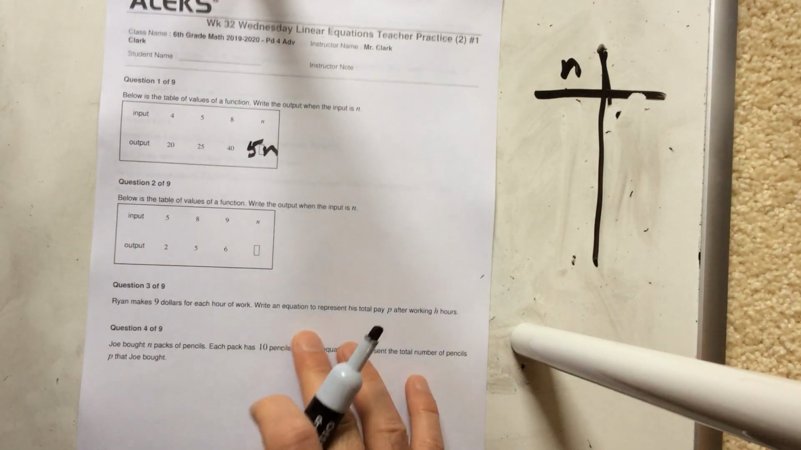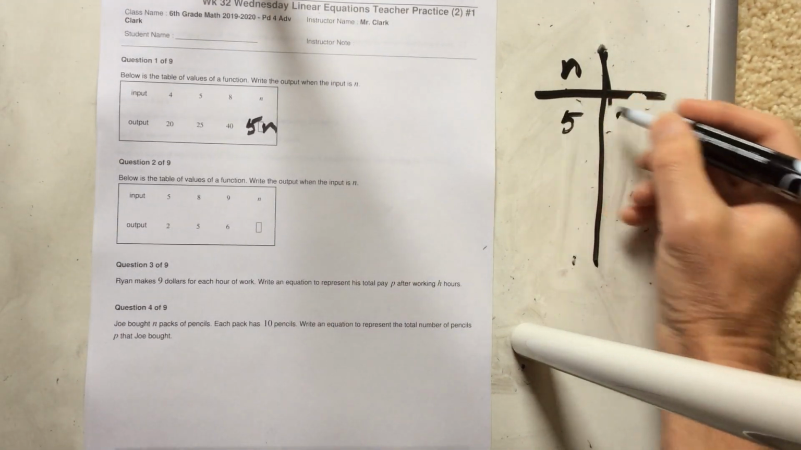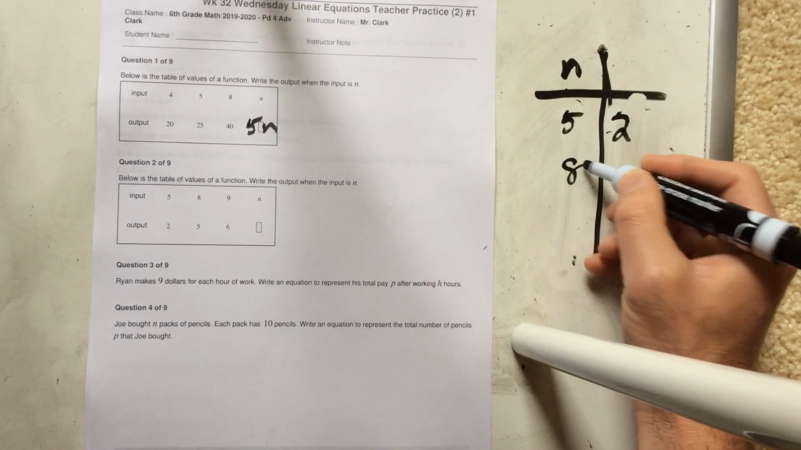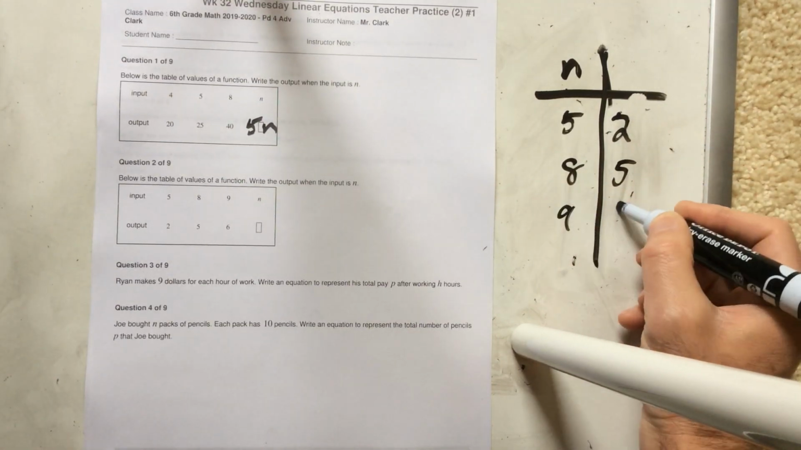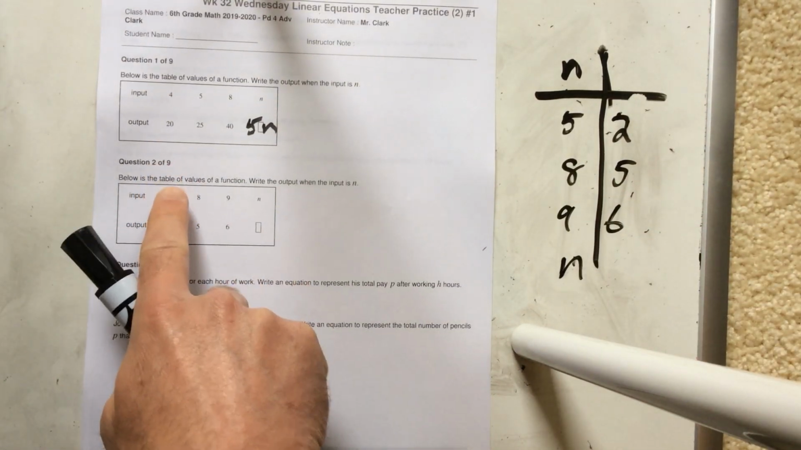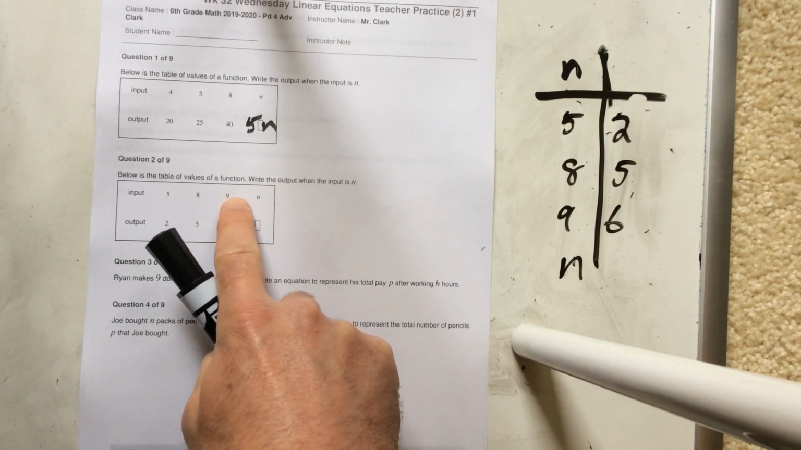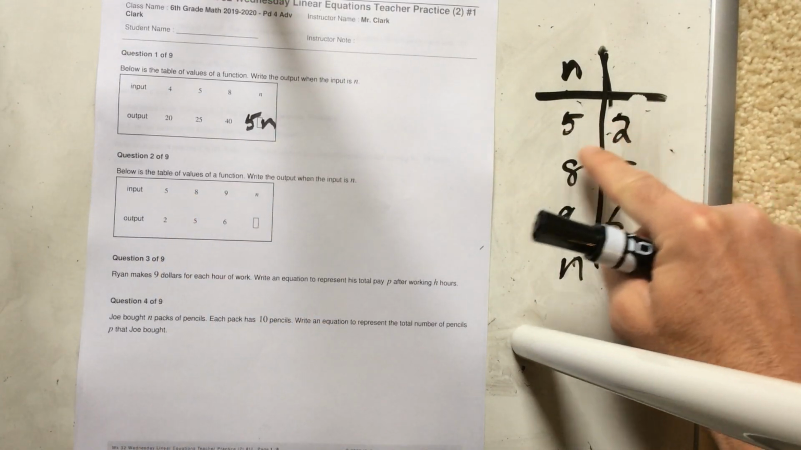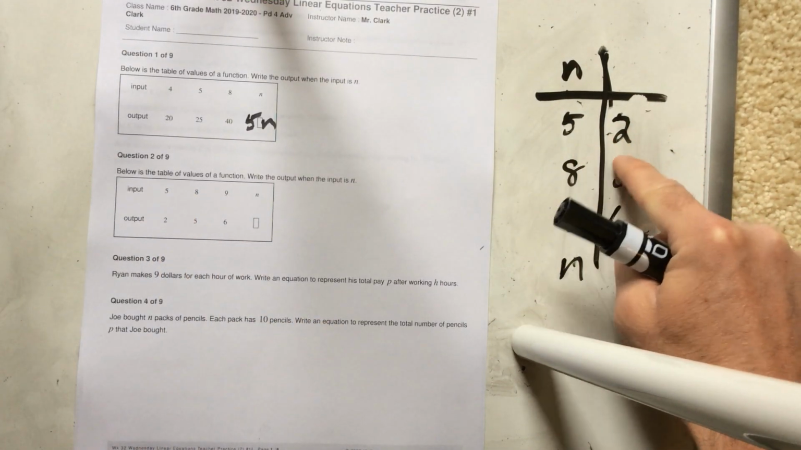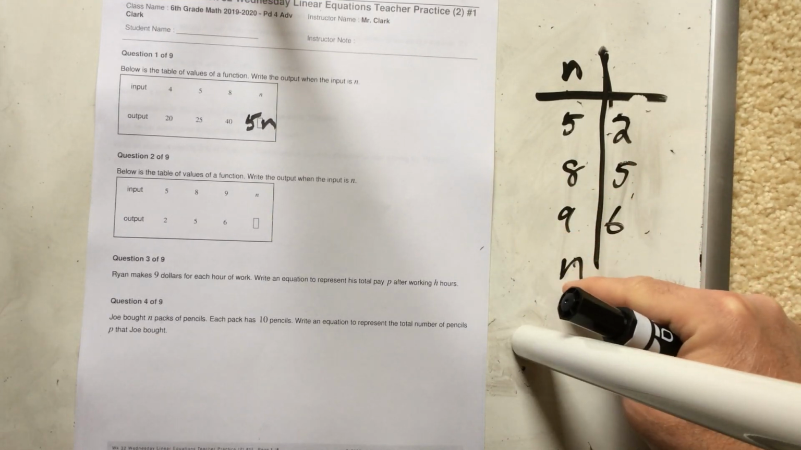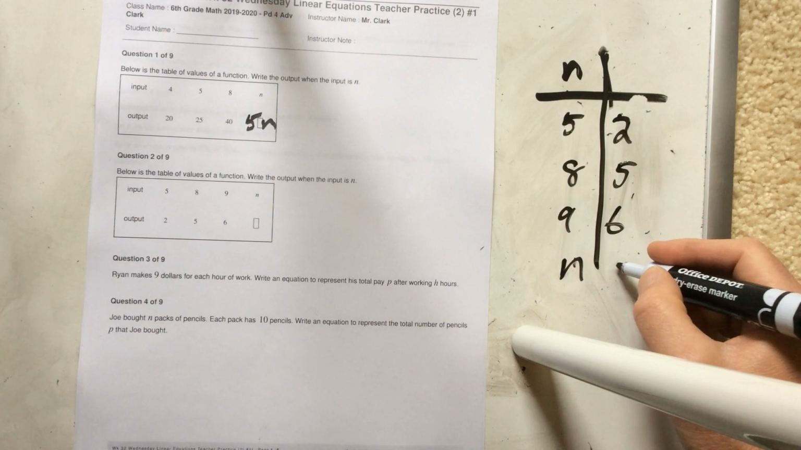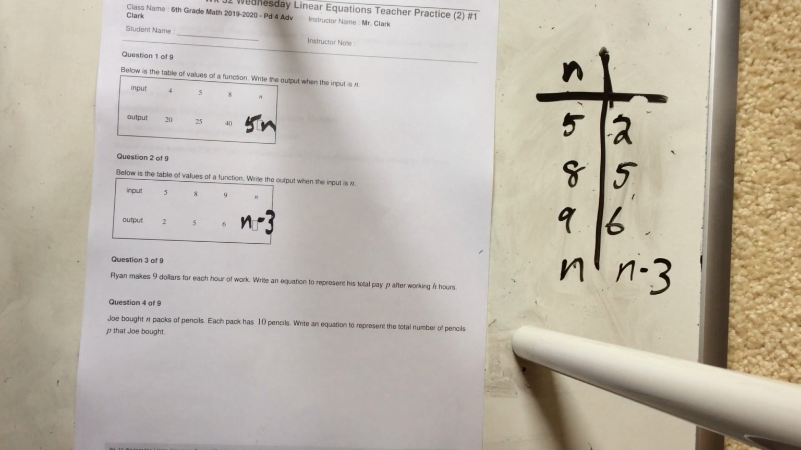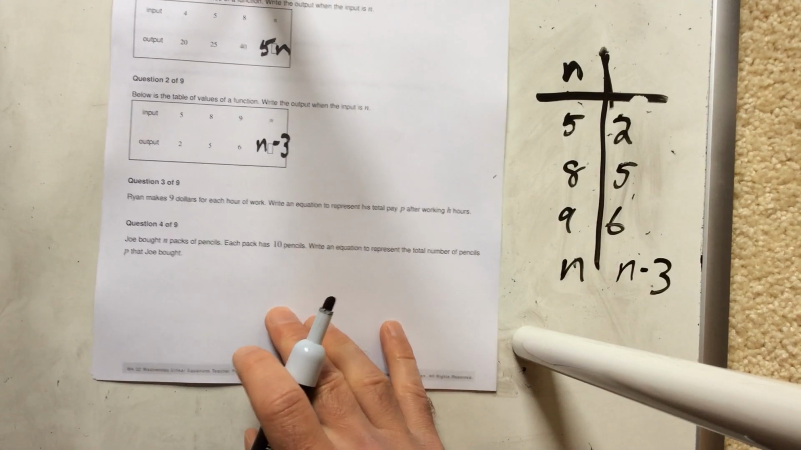Okay? So same thing with the next one. My input is 5, becomes 2; is 8, becomes 5; is 9, becomes 6; is n, becomes something. Okay, so each time we go, we're subtracting 3. 5 minus 3 is 2, you can see it over here too. 8 minus 3 is 5, 9 minus 3 is 6, n minus 3 is n minus 3. We don't know what it is yet. We just have that as our expression.